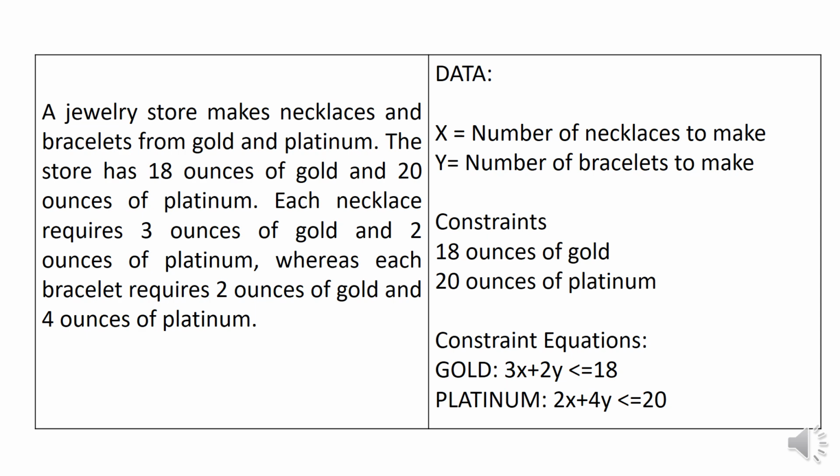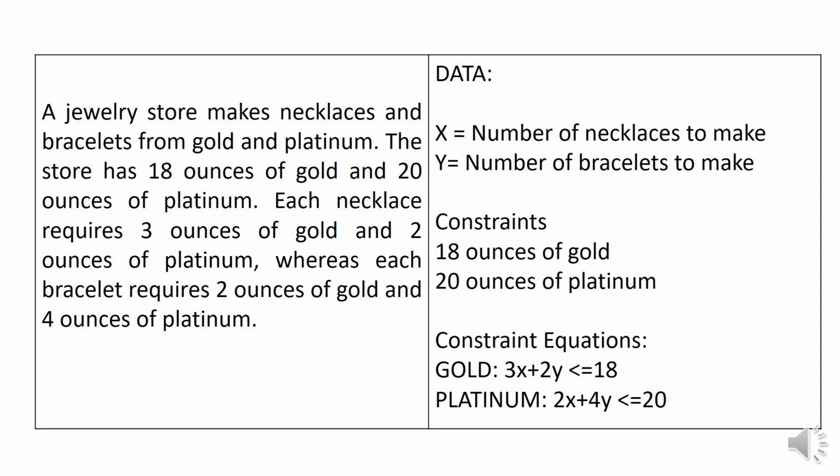Whereas each bracelet requires 2 ounces of gold and 4 ounces of platinum. So when we talk about the bracelet, what does it require? It requires the mixing of 2 ounces of gold and 4 ounces of platinum. And the maximum quantities we know are 18 and 20. Obviously every bracelet and every necklace has to be mixed, but the constraints are given distinctly.